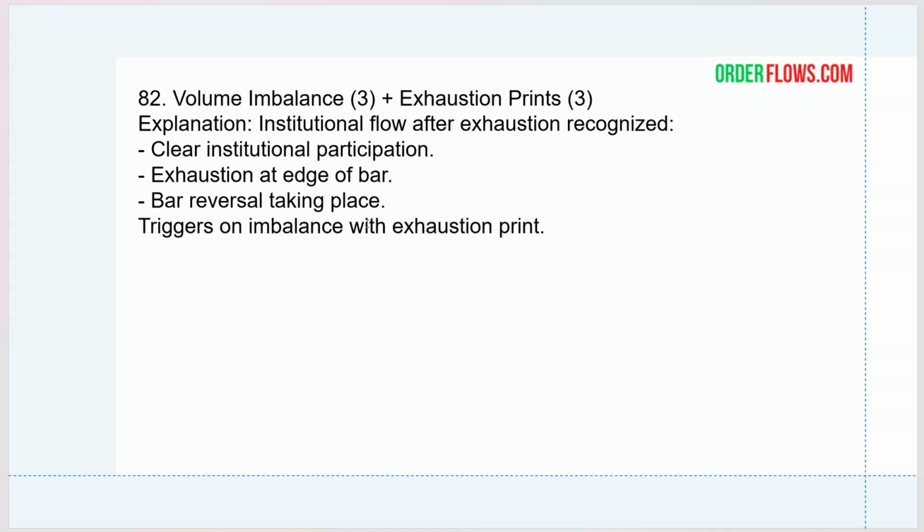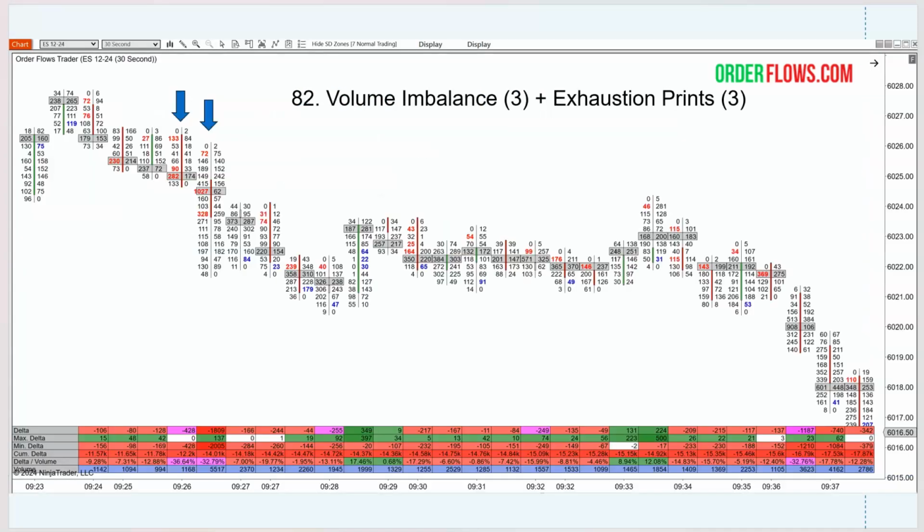But say I was on an interest rate market like bonds, or even ultra bonds. I use a 4-range chart for there. I would use an exhaustion print of probably 9 and a volume imbalance of 2, not 3, since that market trades a bit more volume. So it depends on the market that you're trading how you want to adjust volume imbalance as well as exhaustion print.